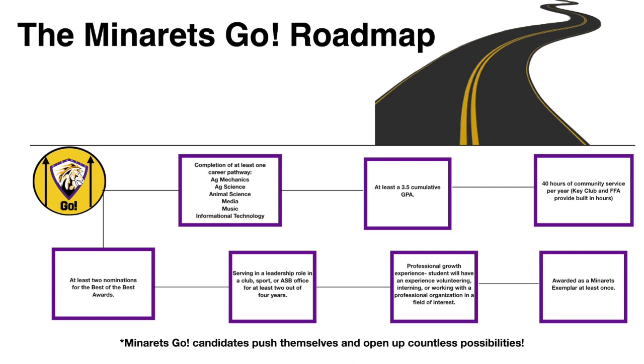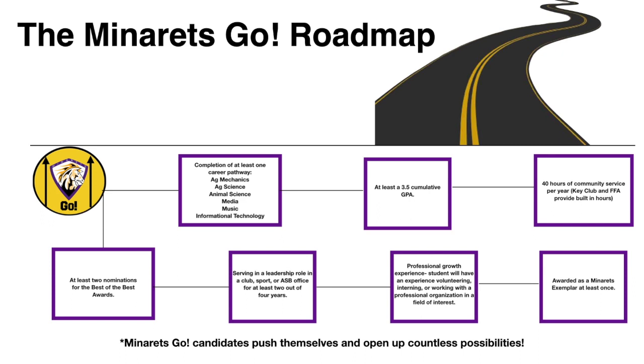I want to start with going over the Minarets Go roadmap. This is a map that we've developed to help give students a structure on items they want to focus on to build their resume for when they're applying to college and/or scholarships. So first is the completion of at least one career pathway. For most students, this comes naturally as they take advanced electives or advanced academic courses. Next, having at least a 3.5 cumulative GPA, then having at least 40 hours of community service per year. For school-based activities, both Key Club and FFA provide built-in hours if you're involved in either of those organizations.